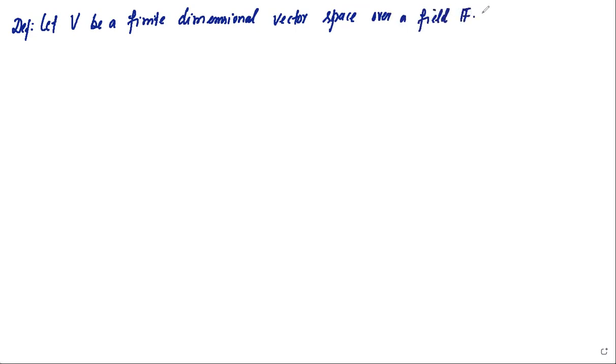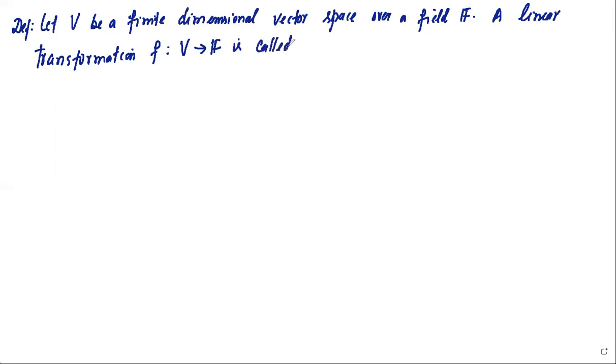Let V be a finite dimensional vector space over a field F. A linear transformation f from V into the field F is called a linear functional on V.